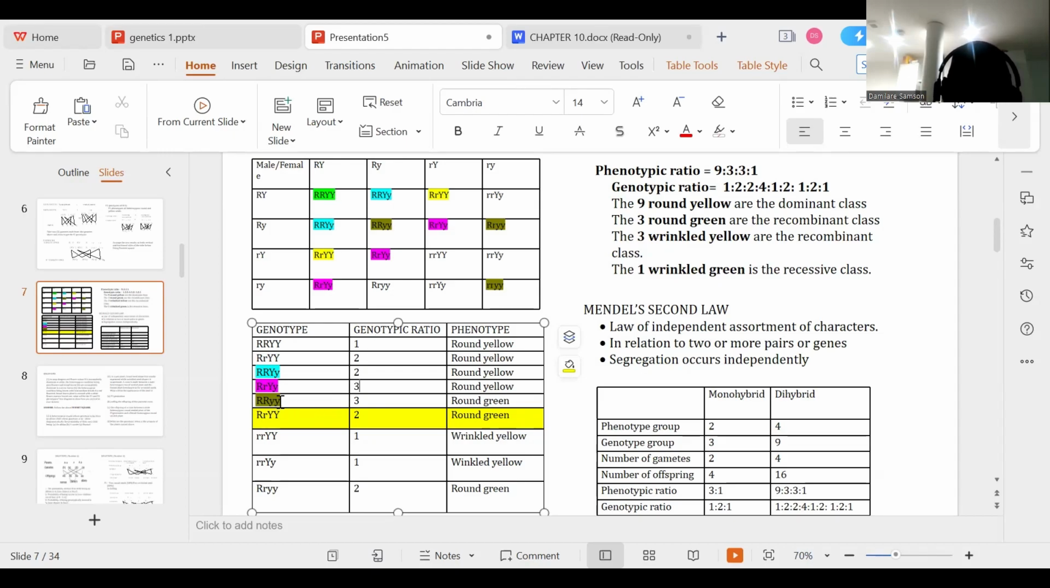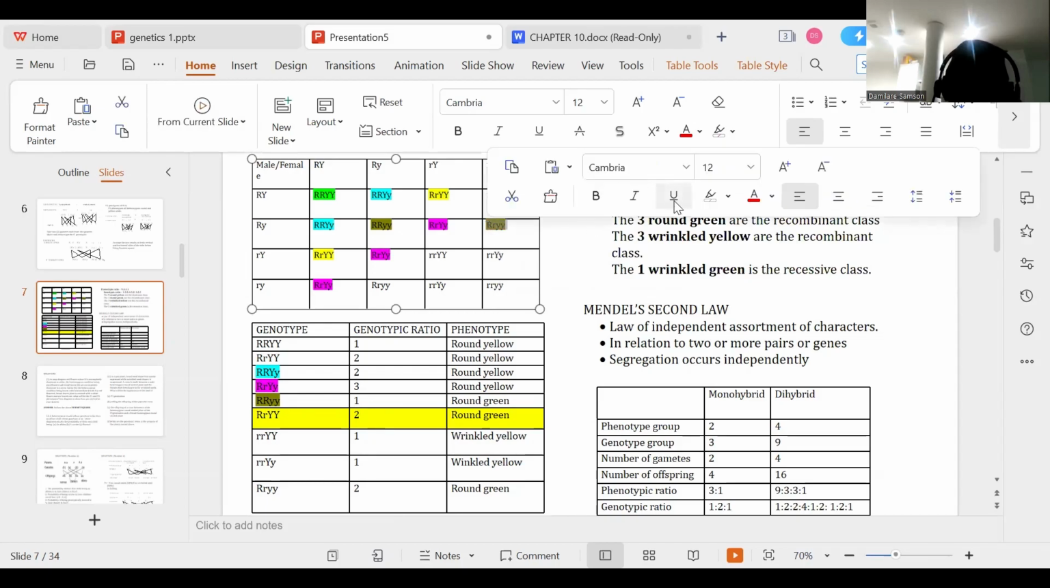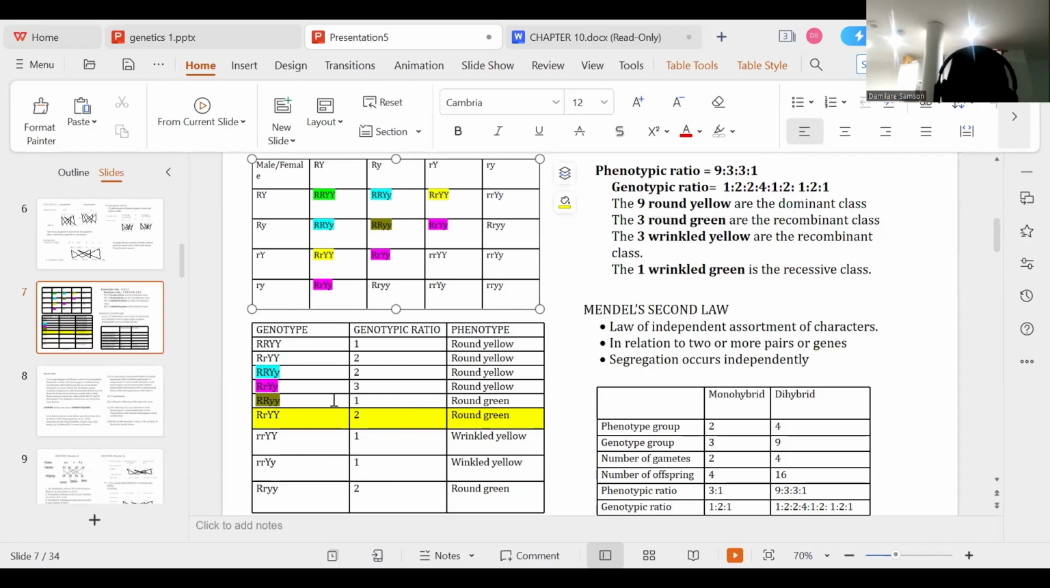So the next one, 2 capital R, 2 small y. 2 capital R, that will just be 1. 2 capital R, 1 y, that will just be 1. So those ones have changed now due to the mistake I made here. Sorry for that. I think I make this class a bit longer now because of this mistake.